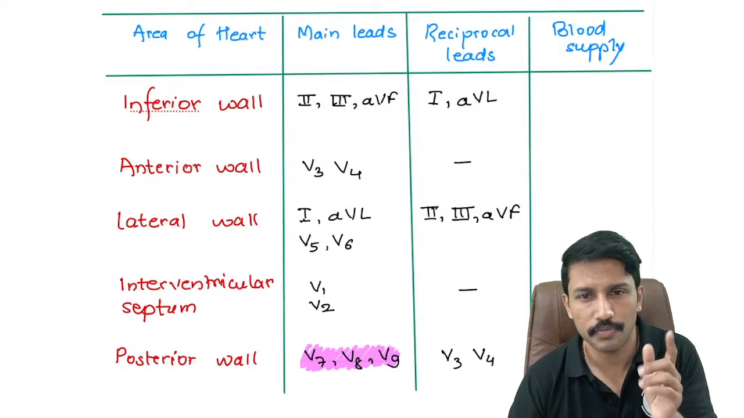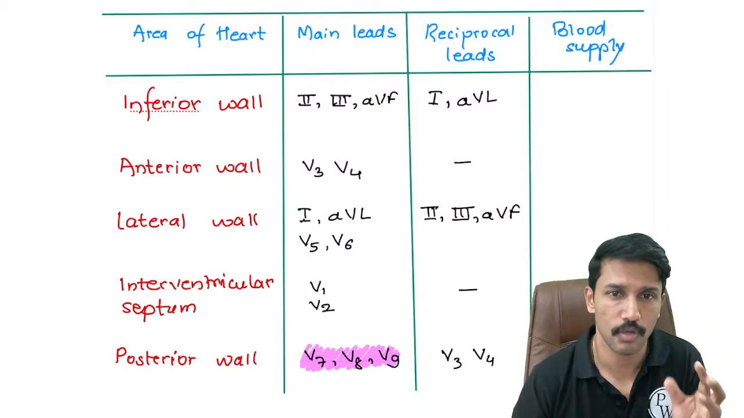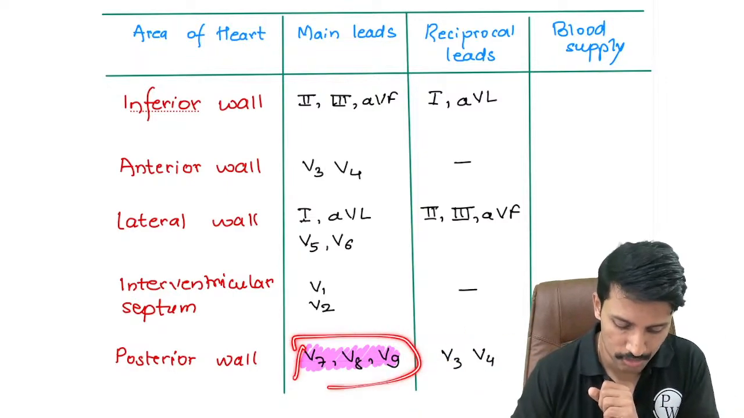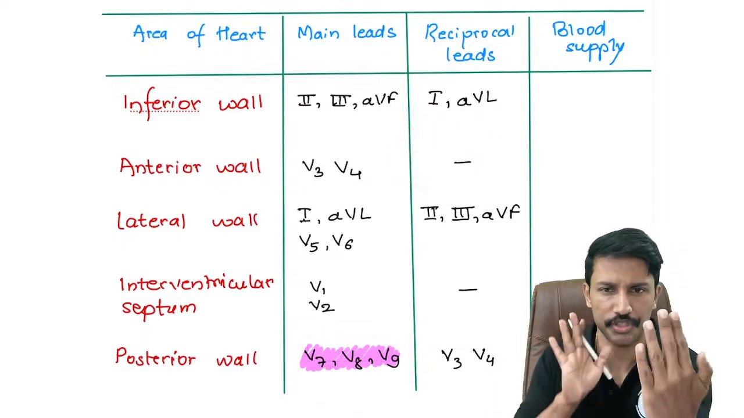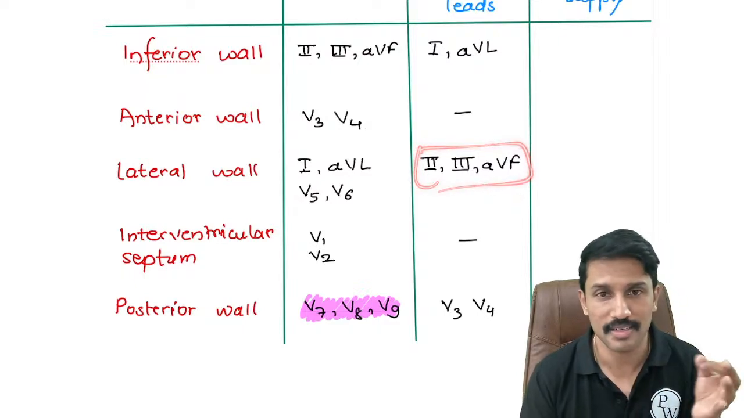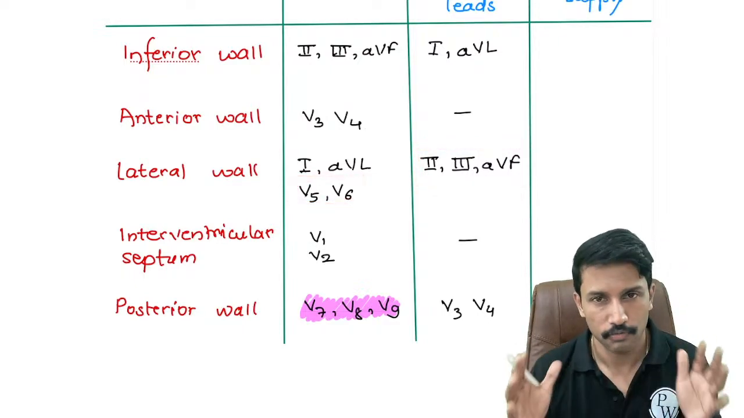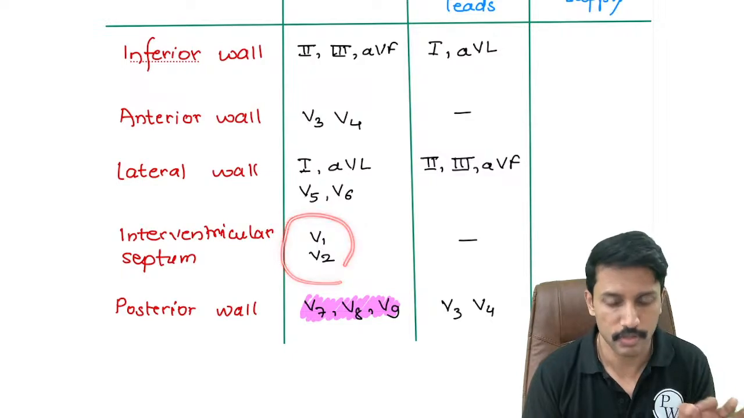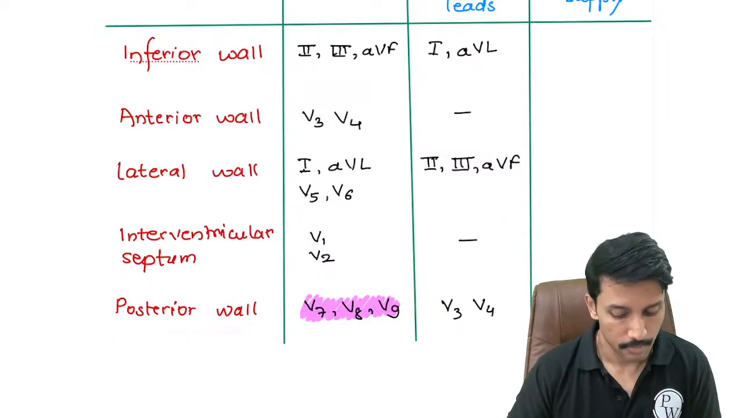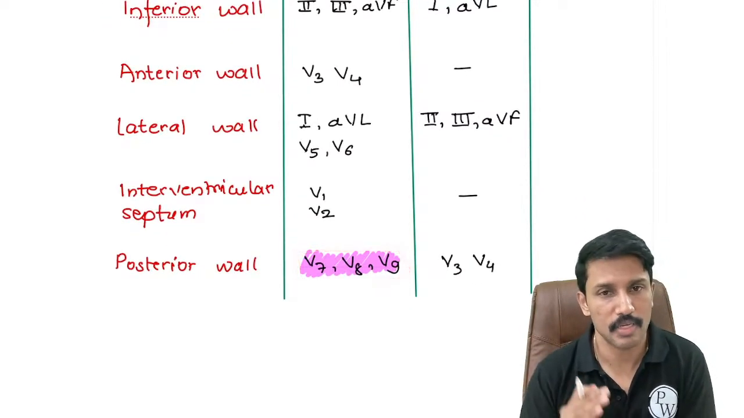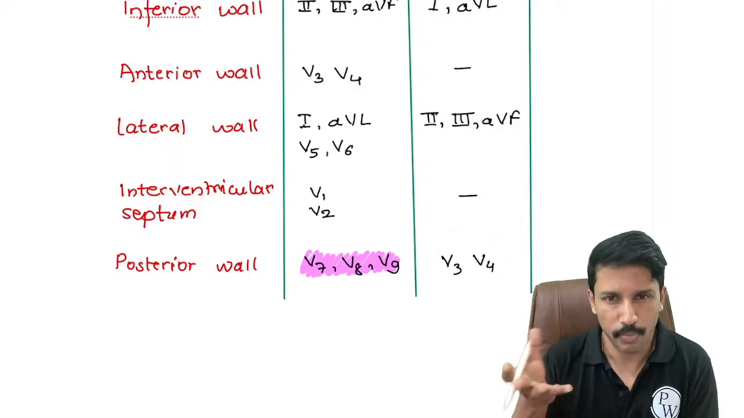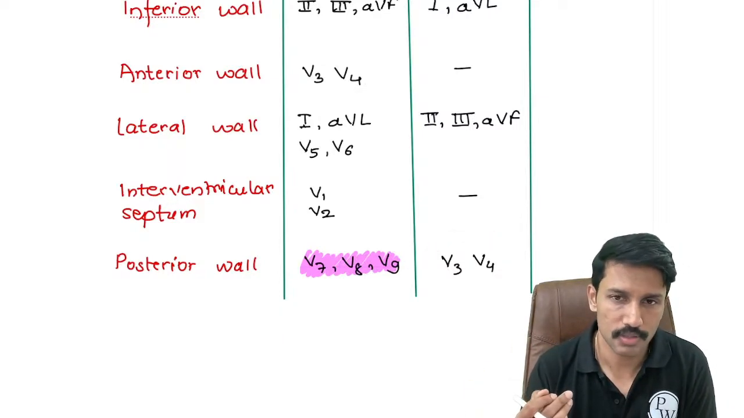Inferior wall, we have 2, 3, AVF, and for it, we have 1, AVL as reciprocal leads. Anterior wall, we have V3, V4. No reciprocal leads on a standard 12 lead ECG. But if I have put extra leads for posterior wall, these will act as reciprocal for anterior wall. Posterior and anterior are reciprocal to each other. Lateral wall, higher portion, 1, AVL, for which 2, 3, AVF are reciprocal leads. V5, V6 for lower lateral, for which we don't have reciprocal leads. Interventricular septum, V1, V2, we do not have reciprocal leads. Posterior wall, normally not represented in a 12 lead ECG. But if suspected, we can add 3 extra leads. We will call them V7, V8, V9 for the posterior wall. Okay. And V3, V4, the part of the 12 lead standard ECG, act as the reciprocal leads for the posterior wall.